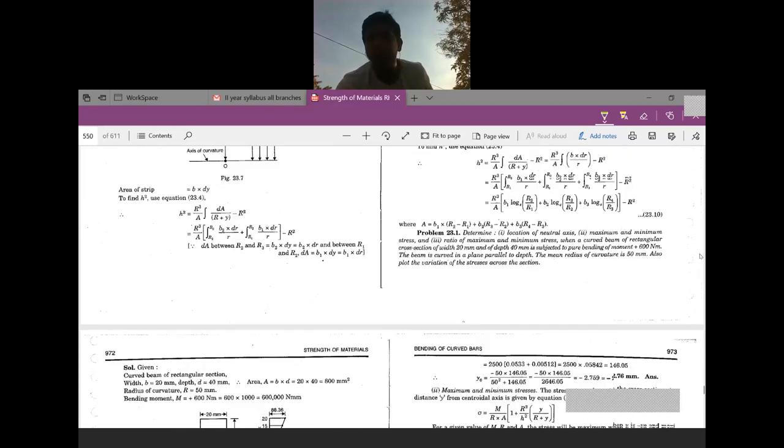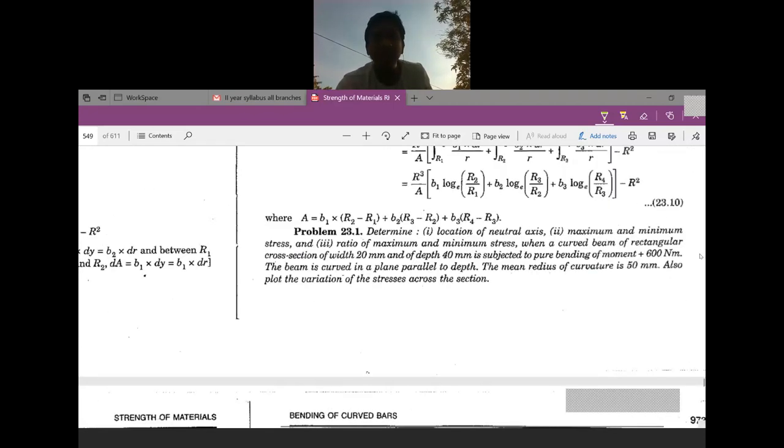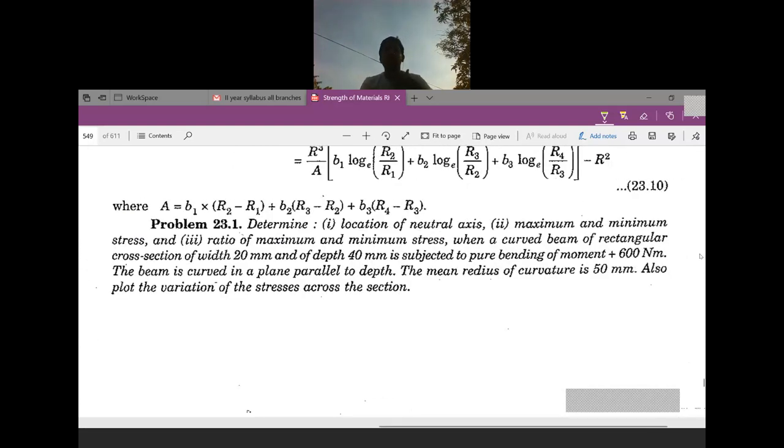When you see the problem here, he has given: determine the location of the neutral axis, maximum and minimum stress, and ratio of maximum and minimum stress on a curved beam of a rectangular cross section of width 20 mm and depth 40 mm subjected to a pure bending moment of 600 Newton meter. The beam is curved in a plane parallel to the depth. The mean radius of curvature is 50 mm. Mean radius is nothing but r. Also plot the variation of the stresses across the section.